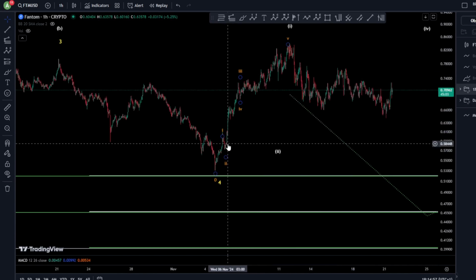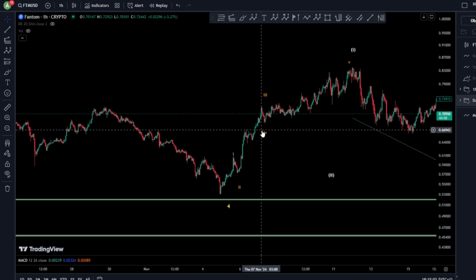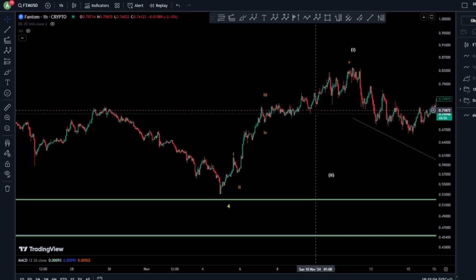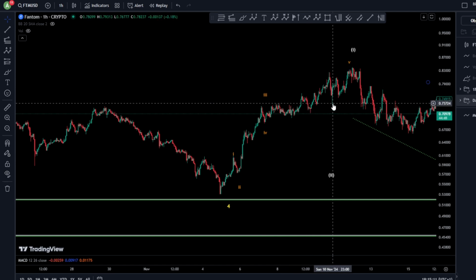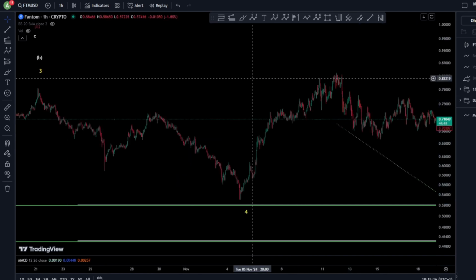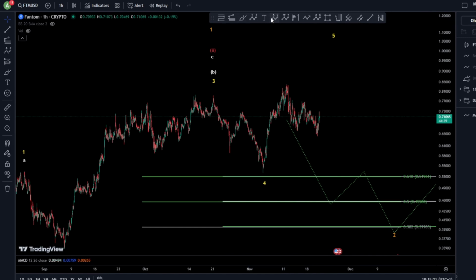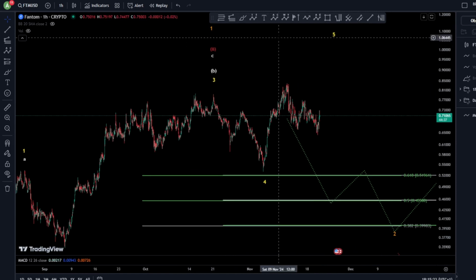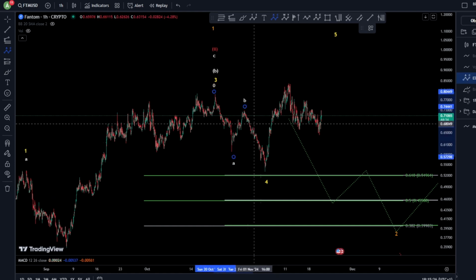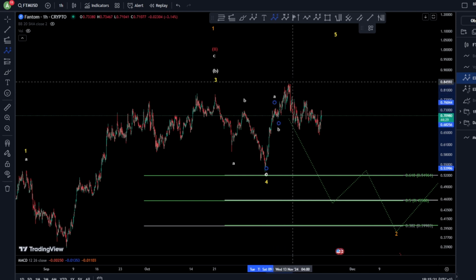1, 2, 1, 2, 3, 4, 5 for wave 3. 1, 2, 3, 4. Yeah, your 4 has interfered with your zone 1. So yeah, invalidated. Also the same for this one. Yeah, so this is not an impulse. Yeah, as we said anyway, on the dailies it is still an A, B, and a C expanding flat, where we are looking at an A, B, and a C here, and another A, B, and a C.